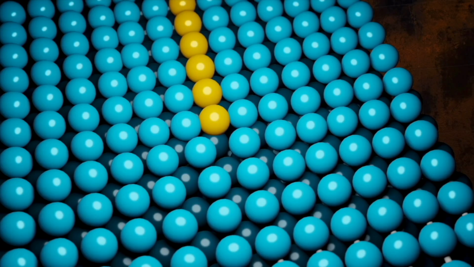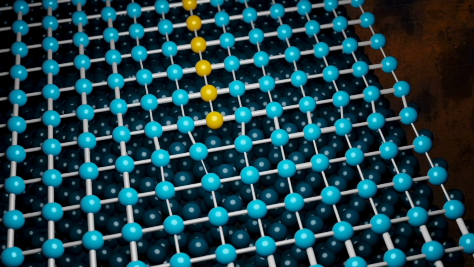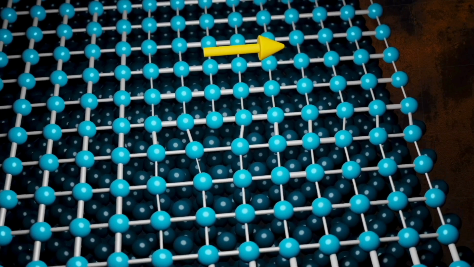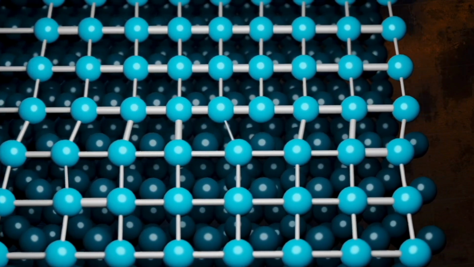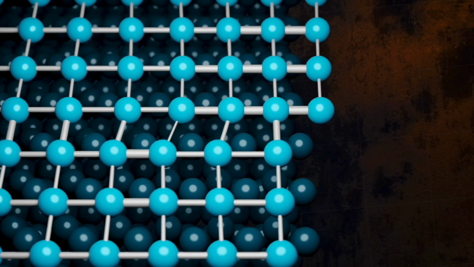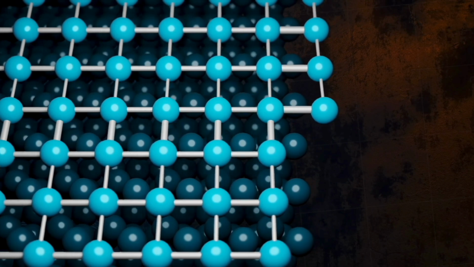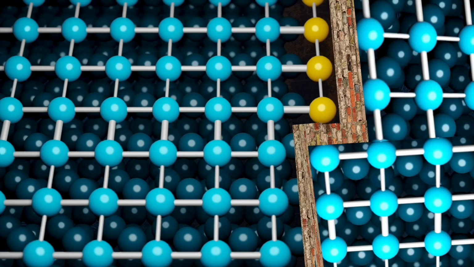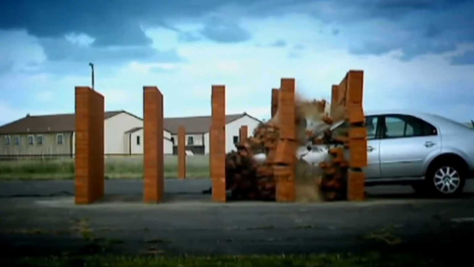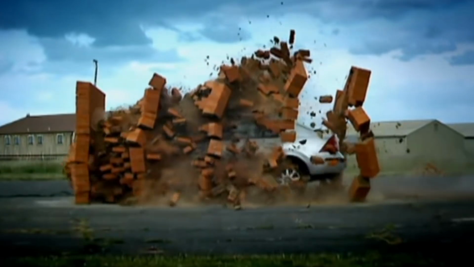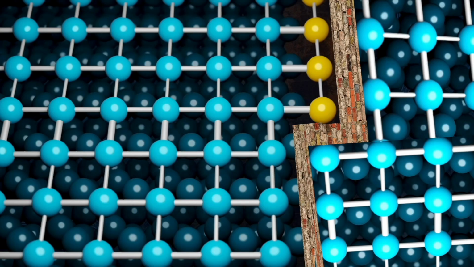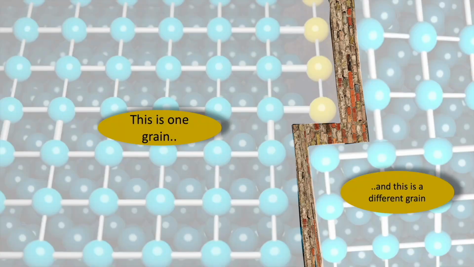In the presence of an applied stress, edge dislocations, for example, will move through the material, allowing for plastic deformation. However, when dislocations encounter grain boundaries, their movement is impeded, much like a brick wall obstructing the flow of traffic. This hindrance limits the ability of dislocations to propagate through the material, thereby reducing its ductility.